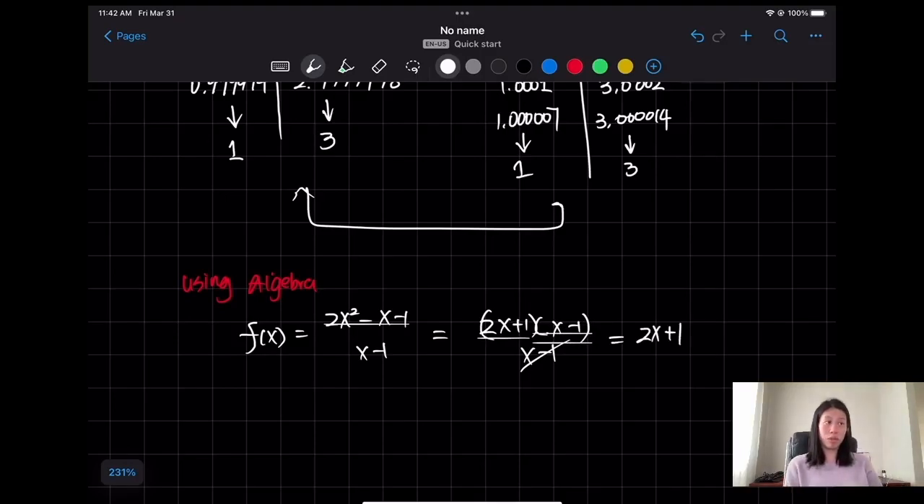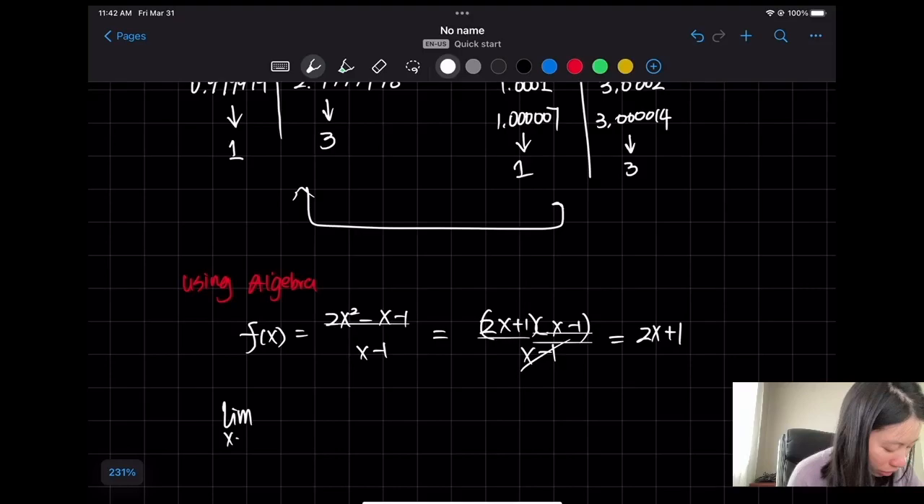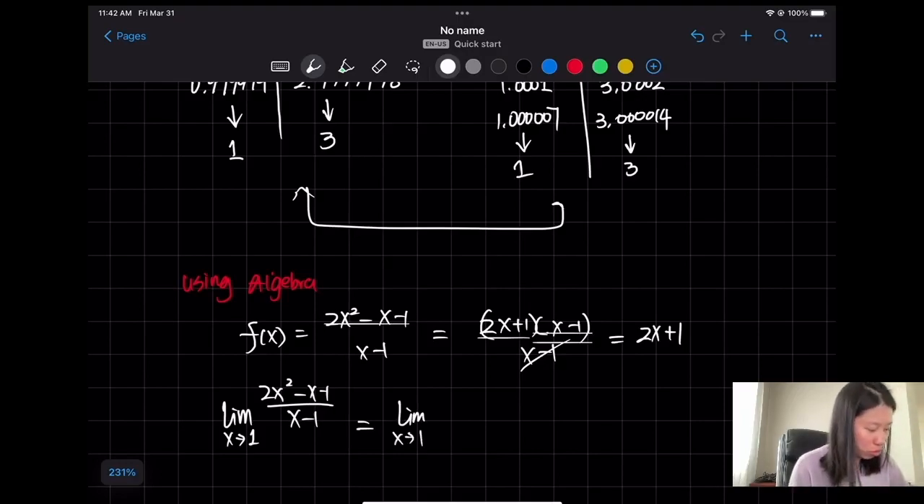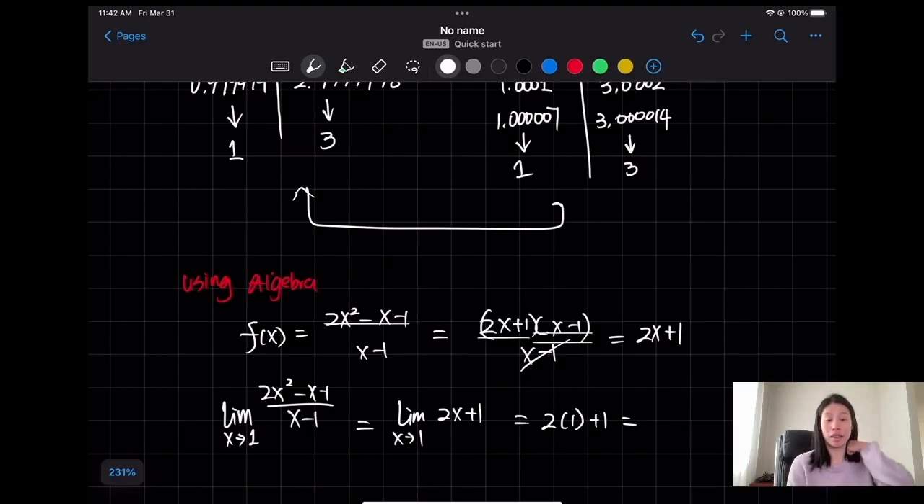So with 2x plus 1, what happened? Well, we have the limit as x approaches 1 of (2x squared minus x minus 1) over (x minus 1) equals the limit as x approaches 1 of 2x plus 1. Well, in 2x plus 1, as x gets close to 1, what happens to the function? The function is 2 times 1 plus 1, because it's defined at x equals 1. So this is equal to 3. So that means the limit is still equal to 3.